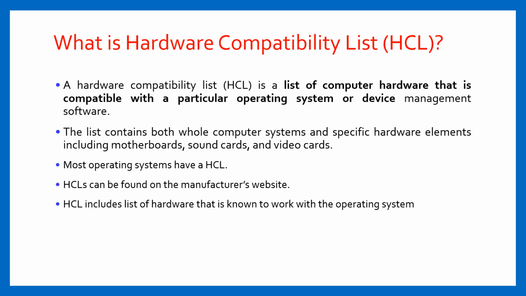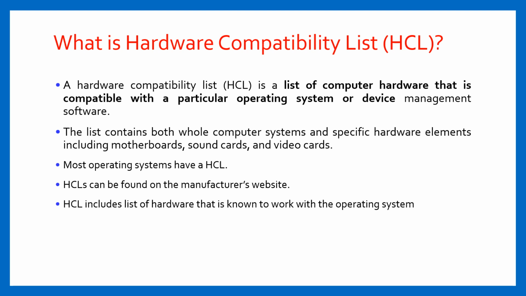Next question, what is hardware compatibility list, or HCL? Hardware compatibility list is a list of computer hardware that is compatible with a particular operating system. Suppose you want to install a particular operating system like Windows XP, you need to pick up the hardware that is compatible with Windows XP. Then only you will be able to load the Windows XP operating system into your computer. If not, it will not get loaded. So a compatibility list will be required.